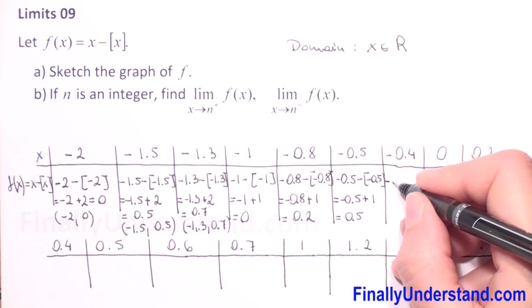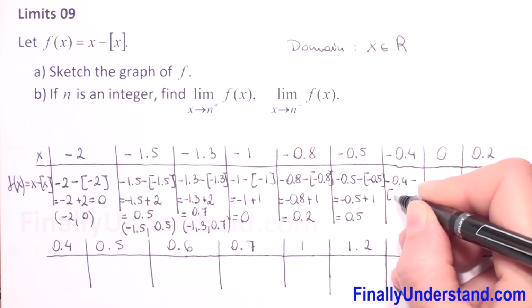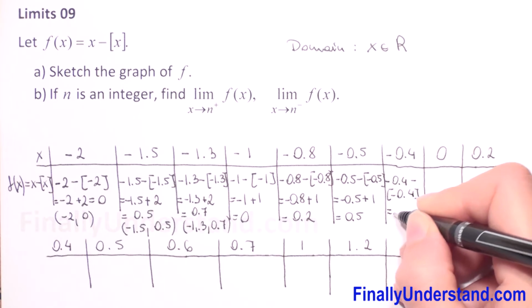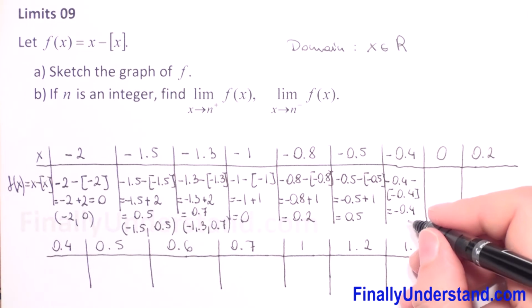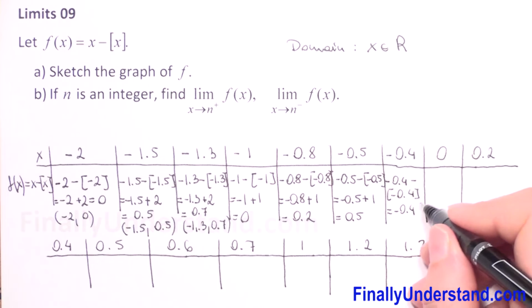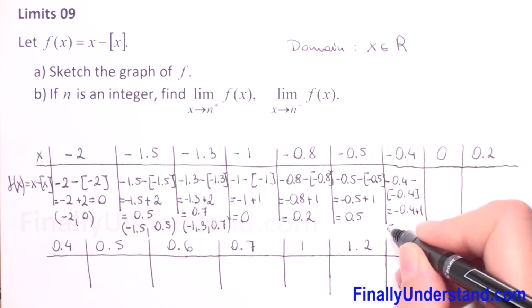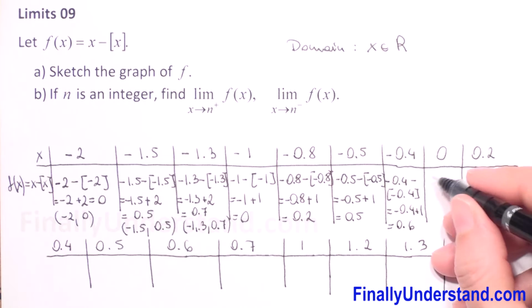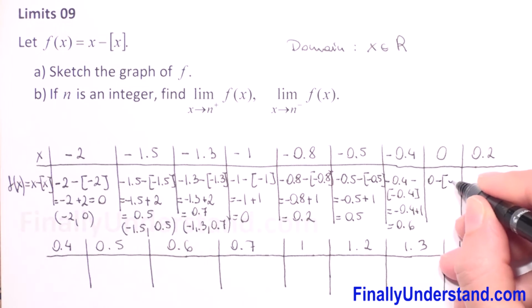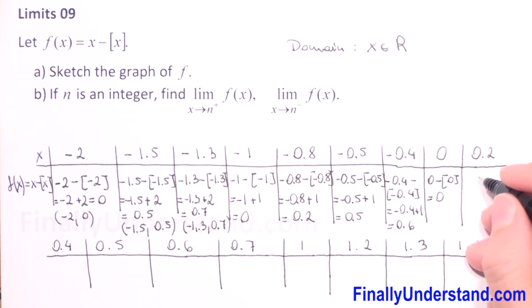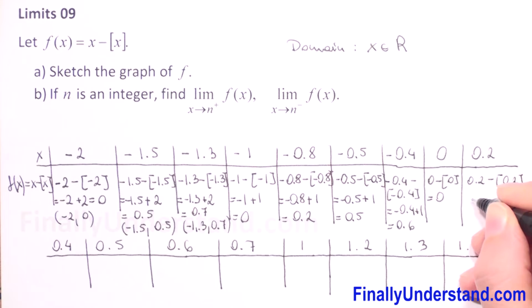Next we have negative 0.4 minus, in brackets, negative 0.4. This is equal to negative 0.4 minus negative 1, so negative and negative will be plus 1. This is equal to 0.6. Now we have 0 minus, in brackets, 0. This is equal to 0. Now we have 0.2 minus, in brackets, 0.2. So we have 0.2 minus the largest integer which is less than or equal, which will be 0. So this is equal to 0.2.